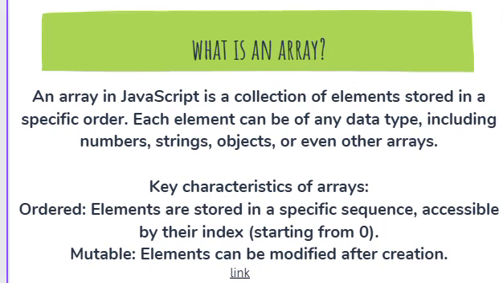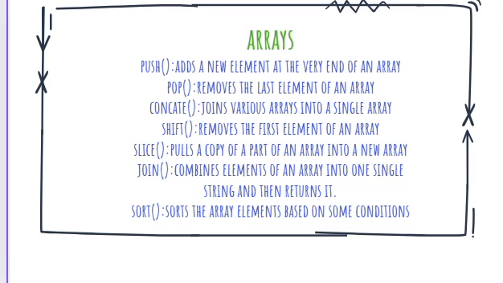Common array methods are some of the methods that are used in arrays in JavaScript. Push adds an item to the end of the array. Pop removes the last item from the array. Shift removes the first item from the array. Unshift adds an item to the beginning of the array. Length returns the number of elements in an array.